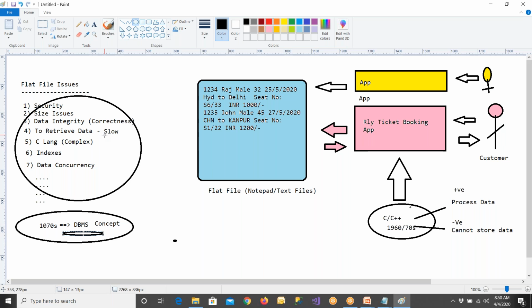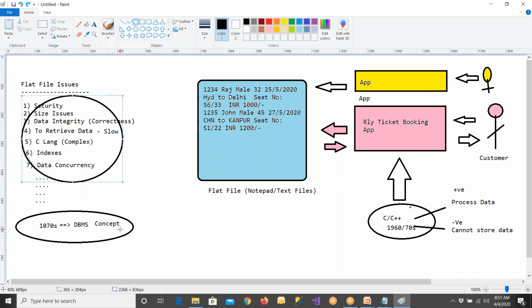And to retrieve the data, it is very, very slow because no indexes are implemented. You must implement an index. This is an issue, and there is a solution. And C language is the big issue to deal with, and DBMS invented a new language. Data concurrency is the big issue here, and they have implemented a solution. For each and everything, these people got solutions to these issues. And the DBMS concept also recommended a new language.